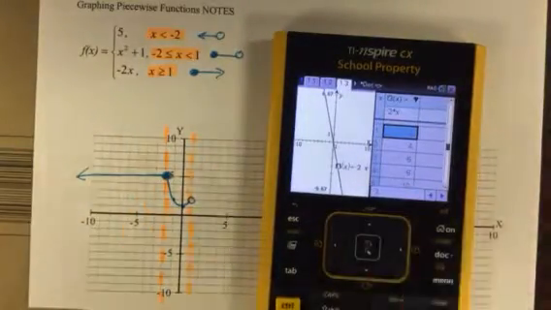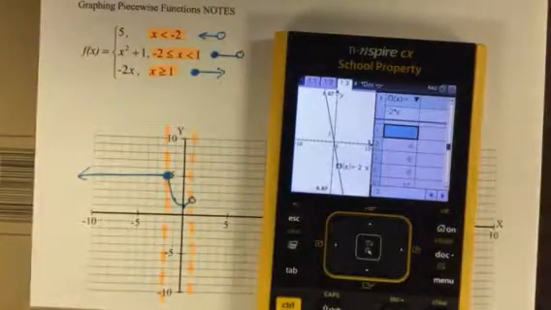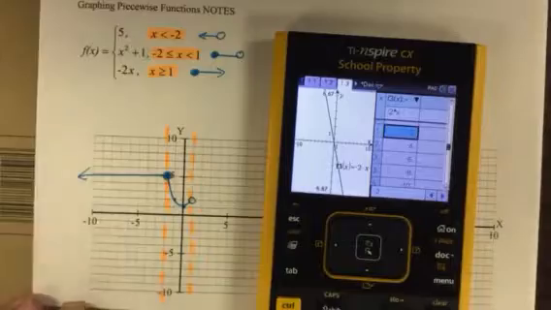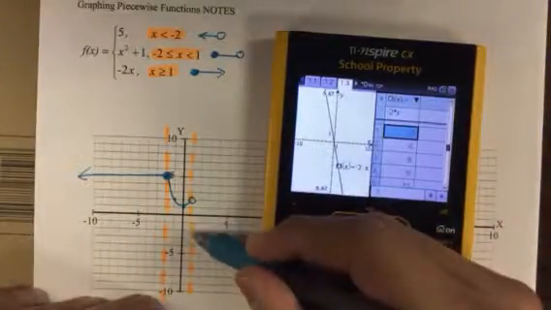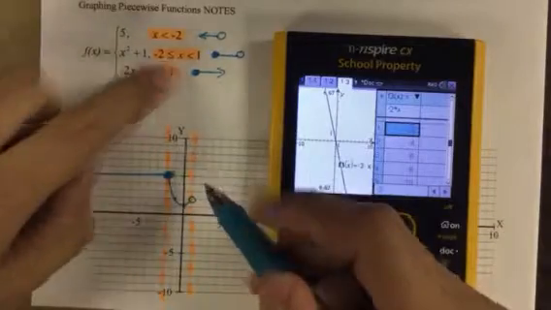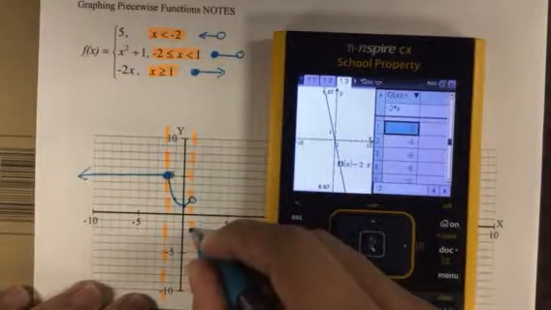There it is, 1. I need everything that's bigger than 1. So 1, -2 is right here. We said it was supposed to be closed, so 1, -2 is closed. And then we just graph out the rest of the points, okay?